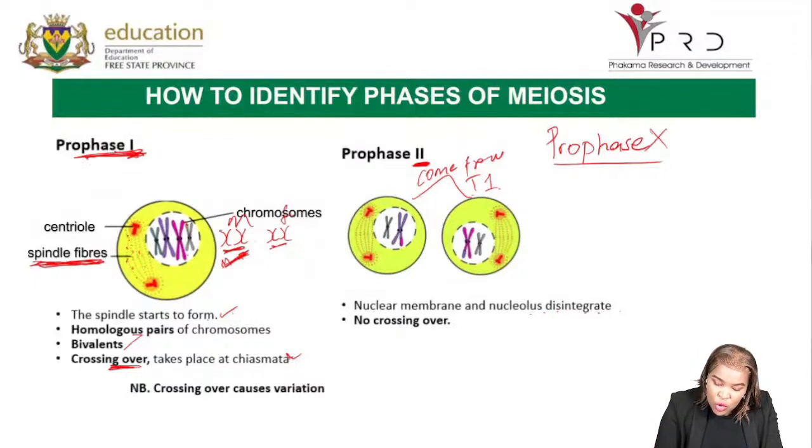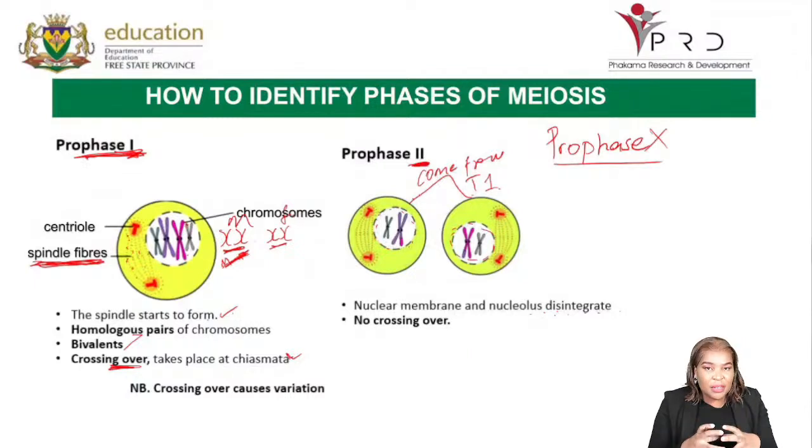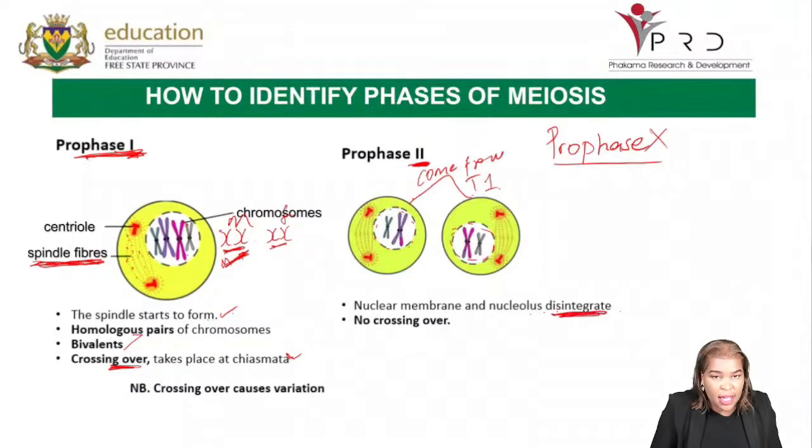And when they are continuing to divide, they come to prophase 2. So right, at prophase 2, how do you identify this stage? The nuclear membrane and the nucleolus disintegrate. Now the nuclear membrane starts to disintegrate. The nuclear membrane is the one that was enclosing the genetic material. It was enclosing the chromosomes. Now it starts to disappear. You can say disappear here.